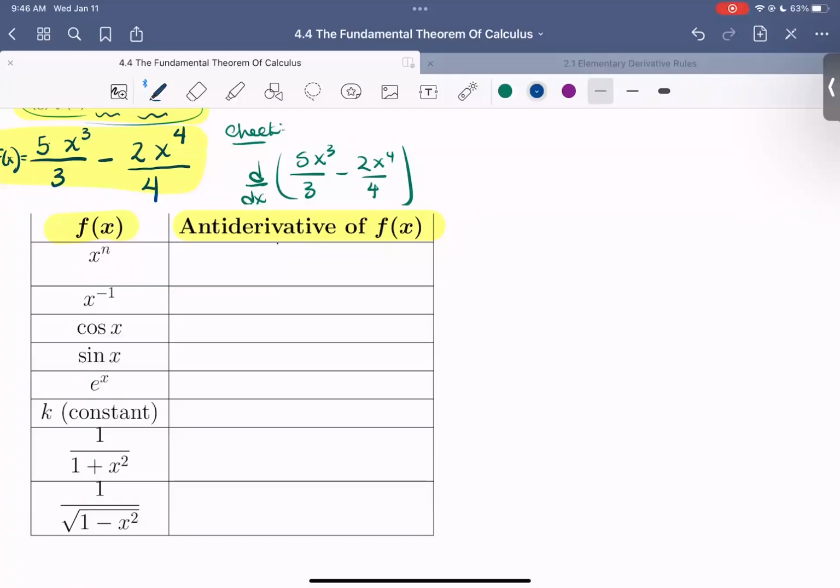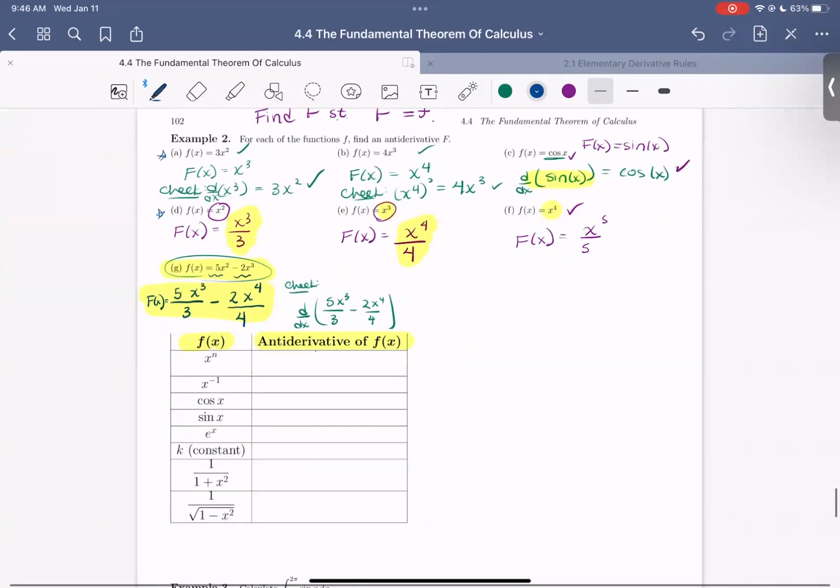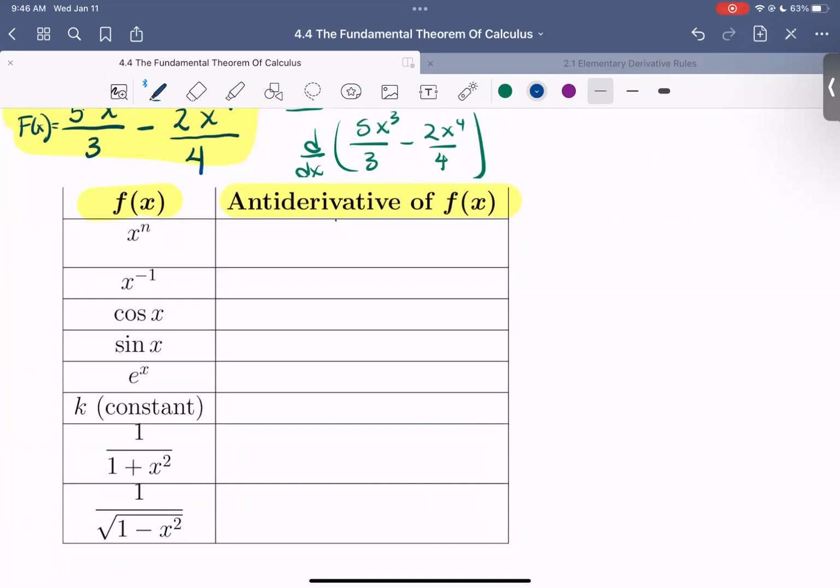All right, now let's take a look at the table that comes after the example 2 in our notes. So in this table, we are going to fill in antiderivatives of some common functions. Some of the work that we did in example 2 will help give us some intuition and insight to what these antiderivatives should be. And so let's just take a moment to recap.